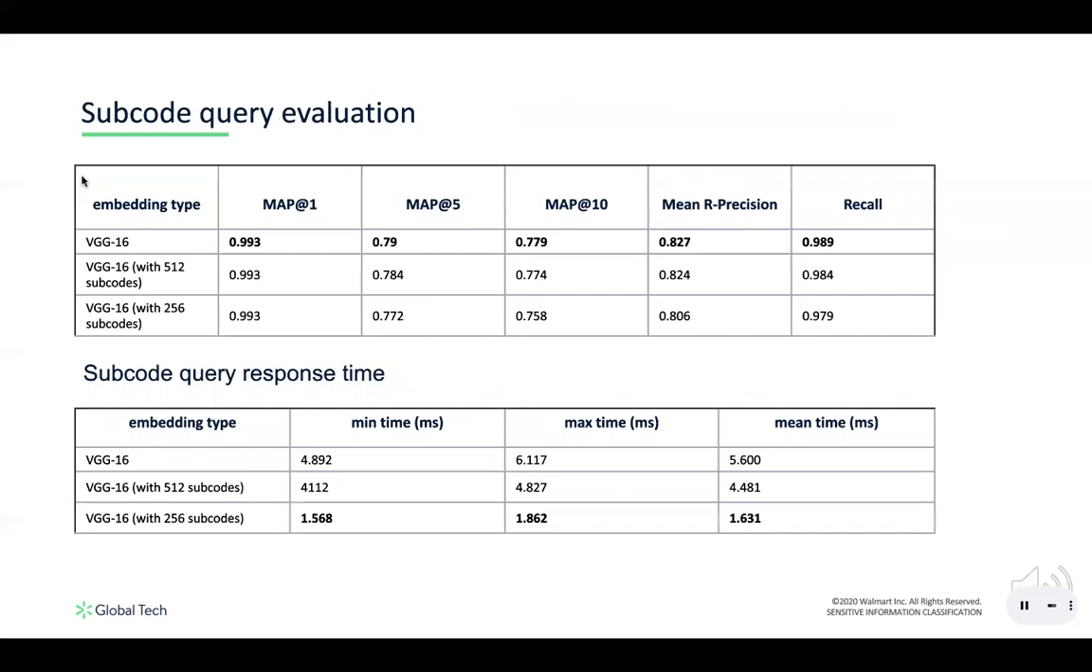We present here the results of the subcode query evaluation and the subcode query response times for various subcodes for VGG16 embeddings. What is interesting to take note of is that there is only a slight degradation in mean average precision and recall as we reduce the size of subcodes. On the other hand, we see substantial improvements in query response times. The query times are reduced by 3.5 times when using VGG16 embeddings with 256 subcodes, but only a 0.02% reduction in mean average precision and around 0.01% reduction in recall. This makes it more practical to use VGG16 embeddings with subcodes.